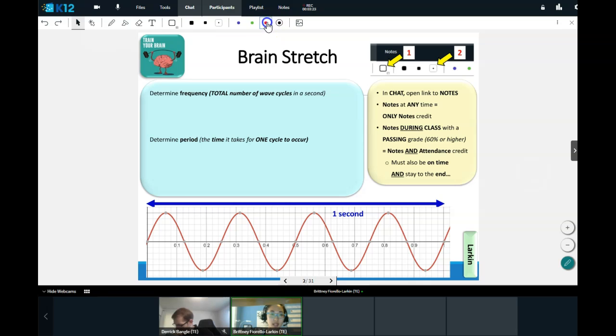All right, so the question here is determine the frequency, which is the total number of wave cycles in a second. So let's go ahead and take a look at this. We are starting off right here at the start, and I need to figure out how many total waves we see here. Go ahead and point for me on the board. Where is the end of the first wave? Again, you need a top bump and a bottom bump.